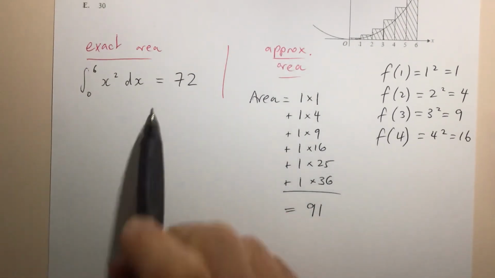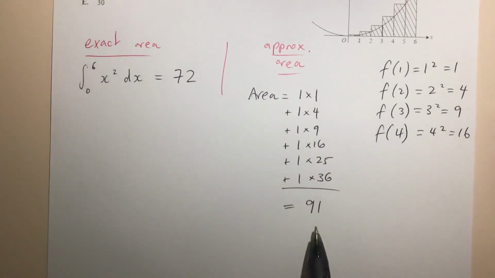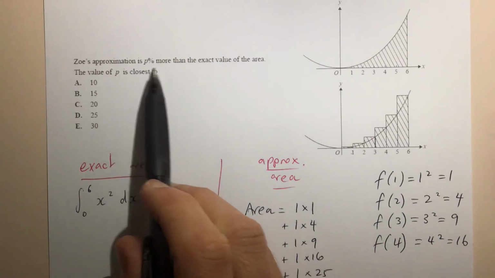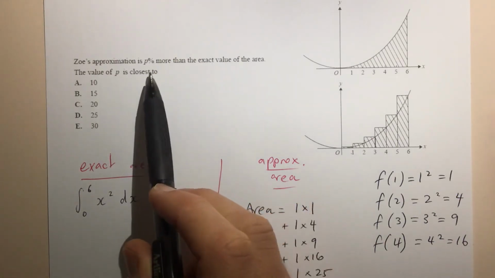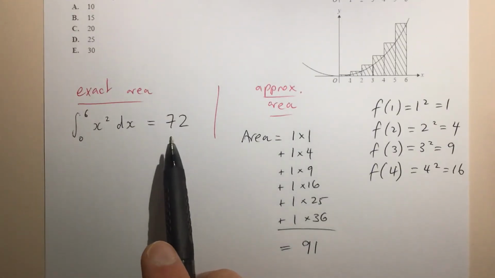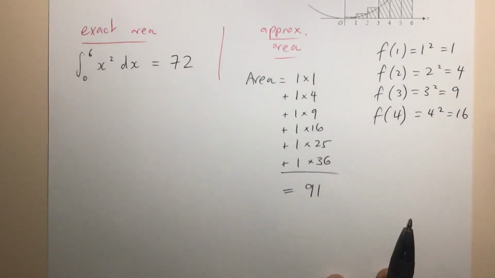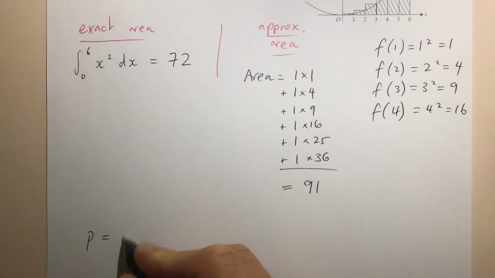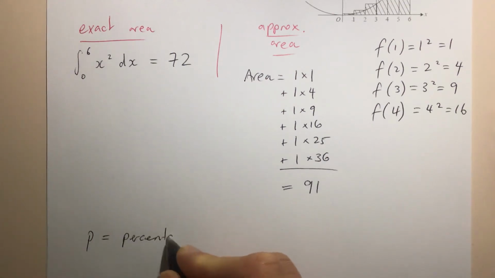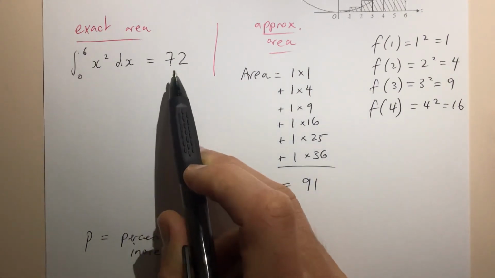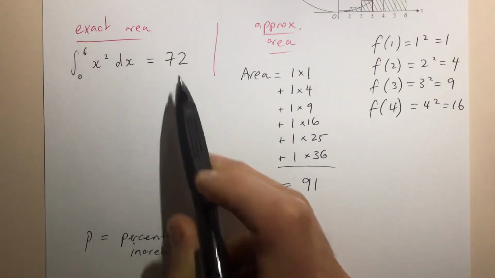Anyway, okay, so we've got our exact area, 72 units, our approximate area, 91 units. Now the tricky bit is this whole approximation is p% more than the exact value of the area. So we essentially have to work out the percentage increase if we're going from the exact value to the approximate value. So p equals the percentage increase, and we're considering 72 as the starting value, and we're trying to say, well, what percentage have we increased that number by to get it to 91?